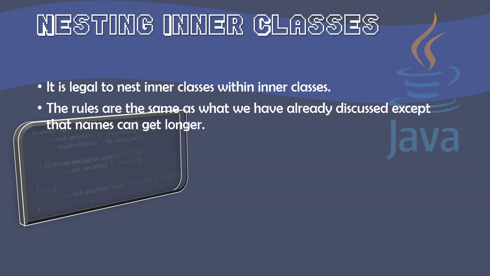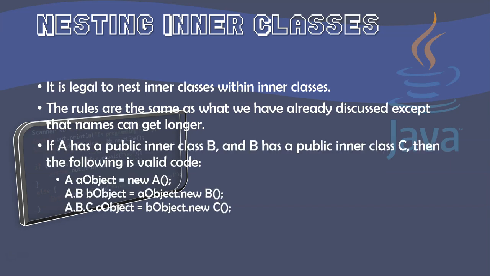Now the rules are the same as what we've already discussed, except obviously the names can get very long, especially when we're trying to create all those new different types. So, for example, if A has a public inner class B and B has a public inner class C, then the following is valid. A object equals new A. A.B object equals A object dot new B. A.B.C object equals B object dot new C. Again, you can see how those names are getting longer because they are all having to be inner classes of those nested levels.